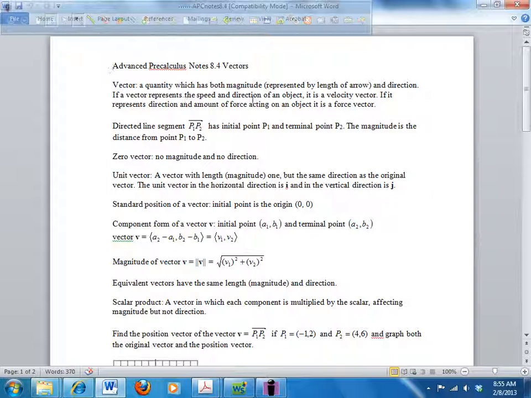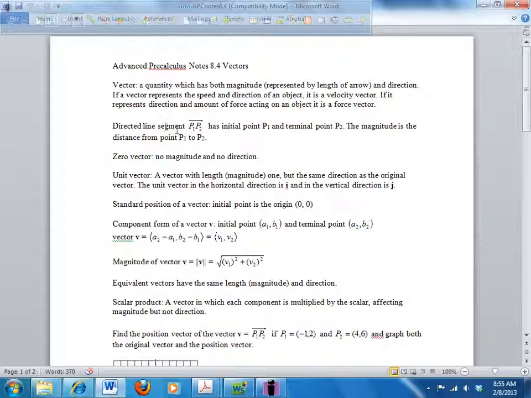Wind has a magnitude and a direction. An airplane traveling, currents, if you're in the river or in the ocean, those are all kinds of vectors. If a vector represents the speed and direction of an object, it's a velocity vector. If it represents a direction and amount of force, it's a force vector.